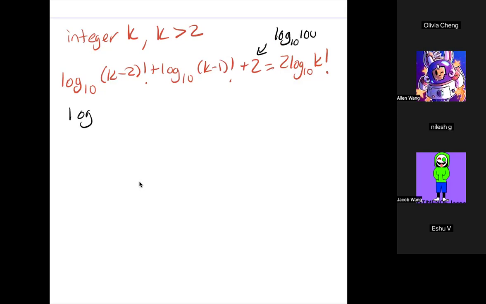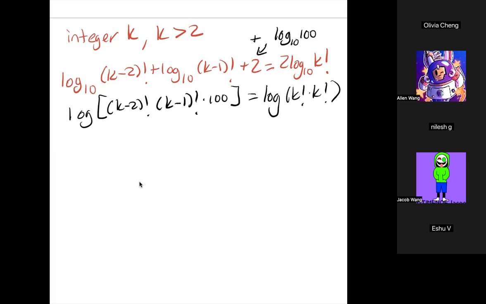Yeah. And so now I have all addition on the left. So addition, and I'm going to drop the 10. I'm just going to say log, just so I have to write less. So now I can put this all in multiplication, because addition in separate logs goes to multiplication in a single log, times 100 equals, and what can I do with the 2 on the right side? You can move it up as like a power. Yeah, so this is really log k factorial times k factorial, right? Because k factorial squared. Yeah. Okay, great. So now that we have that, you set the insides equal to each other.